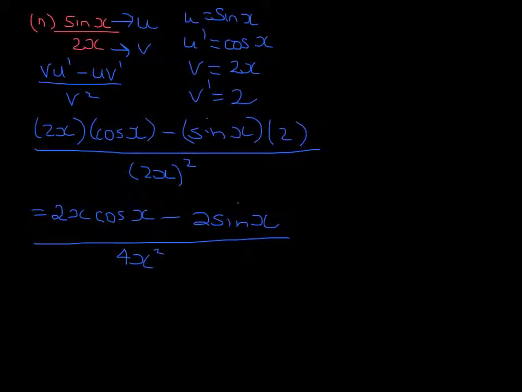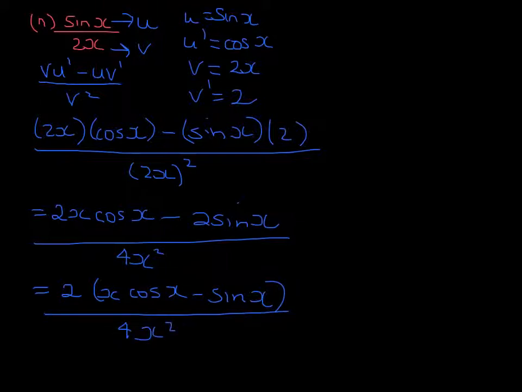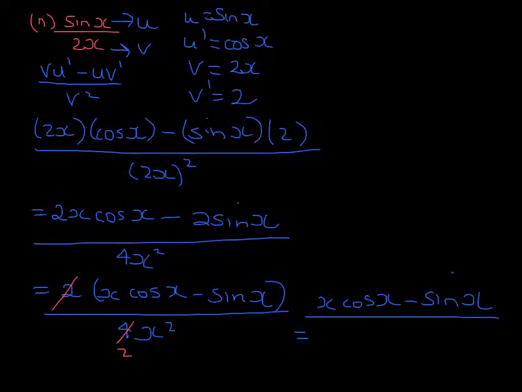And we have 2 as a common factor. So let's take out the 2 at the top as a common factor. We've got x cos x left minus sine x. And I took it out because I noticed I could cancel it on the bottom. 2 goes into 4 twice. So what I've got is x cos x minus sine x all over 2x squared. You should always be trying to simplify it, because sometimes that helps solve further along in the question.